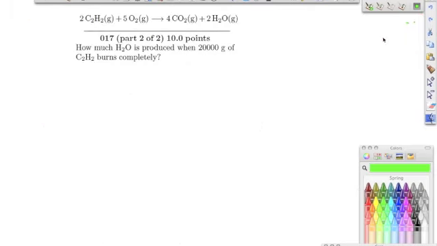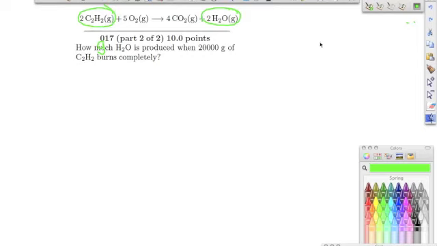Moving on to number 17, it says how much H2O is produced when 20,000 grams of C2H2 burns completely. And this is ethane burning completely. So on this one, the main thing we have to focus on is that it wants the answer in units of grams, so think of this much as grams. First thing we do is look at our balanced chemical equation, and we're dealing with water and 20,000 grams of ethane right here.